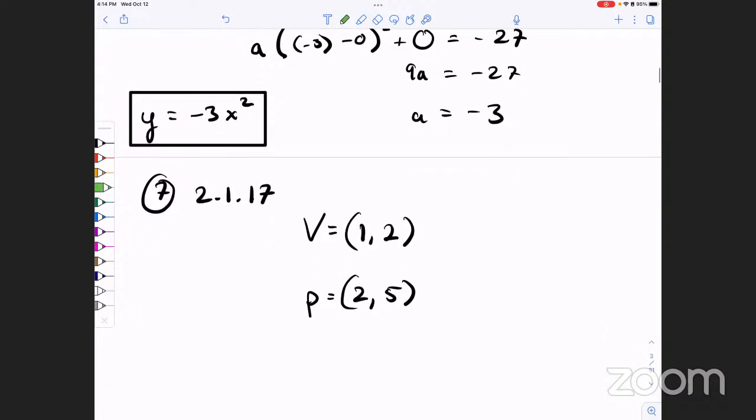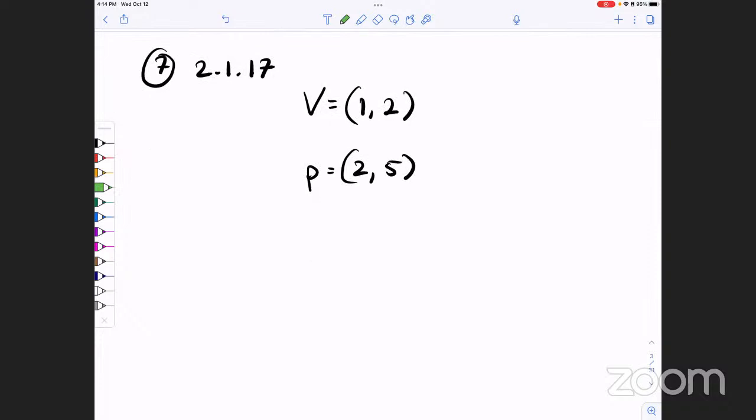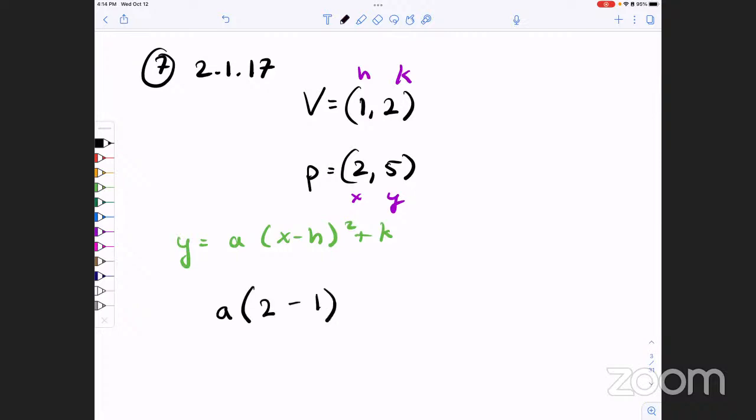So we still want to use the standard form of a quadratic. So that's going to be y equals a times (x minus h) squared plus k, all right? The vertex is going to be our h and our k. The point given is going to be our x and our y. So then if we plug in what's given, we're solving for a. X, we said, is 2. H is 1. K is 2. And y is 5. At this point, we have one equation, one unknown we can solve, right?